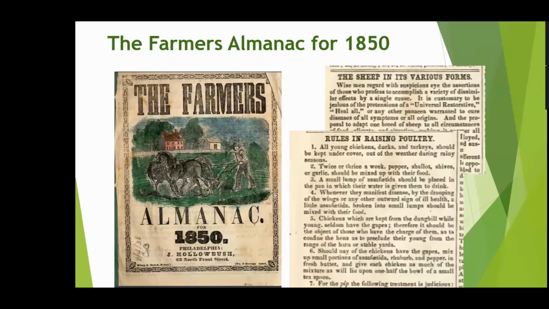One great document to help you a little bit with what they dealt with is the Farmer's Almanac. This one is the 1850 from the Philadelphia area. It's talking about the sheep in various forms, giving descriptions of what to look for, and rules in raising your poultry. And also in almanacs, we know they talk about the weather and other issues also.